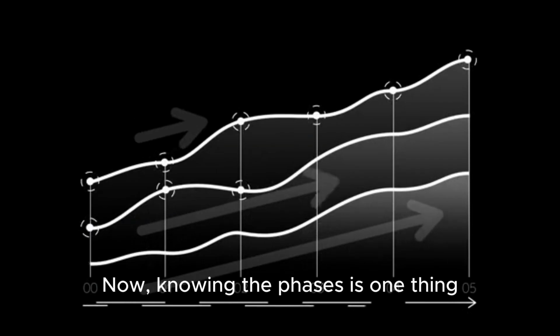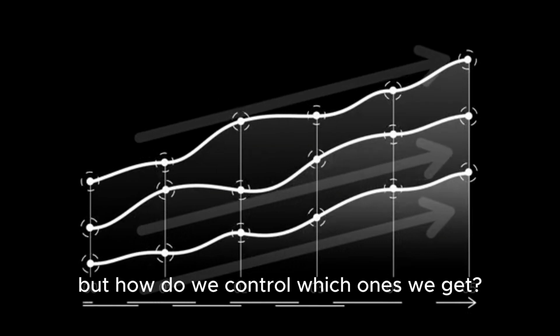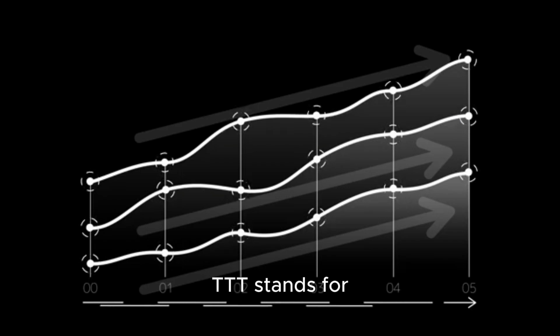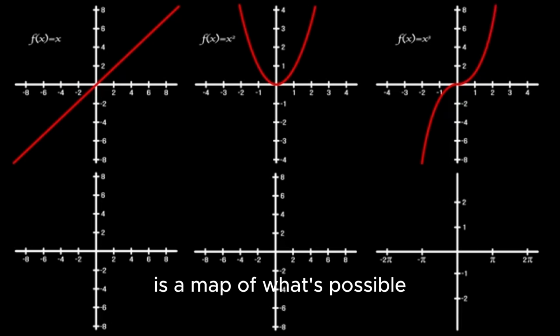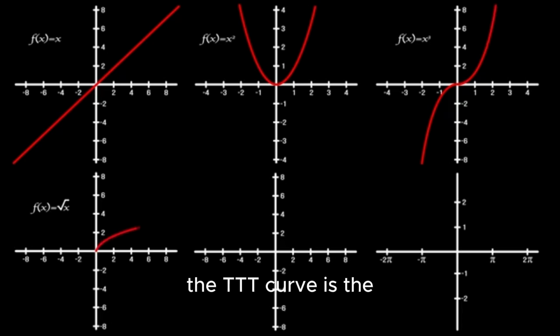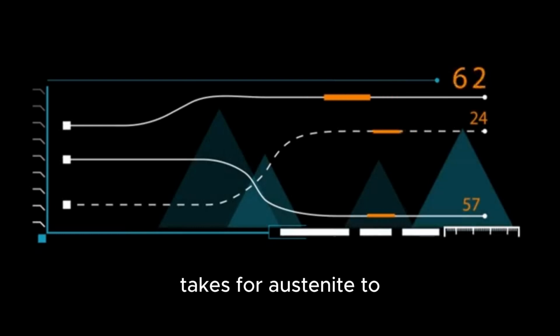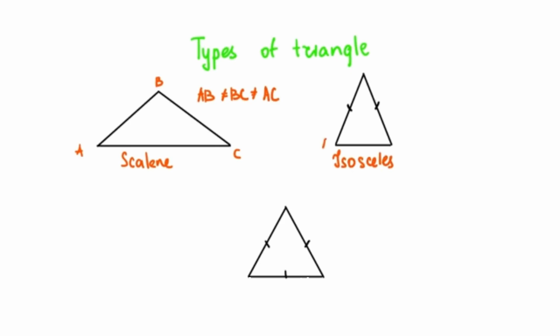Now, knowing the phases is one thing, but how do we control which ones we get? That's where the TTT curve comes in. TTT stands for time temperature transformation. While the phase diagram is a map of what's possible, the TTT curve is the GPS that tells you how to get there. It shows how long it takes for austenite to transform into other structures at a specific constant temperature.